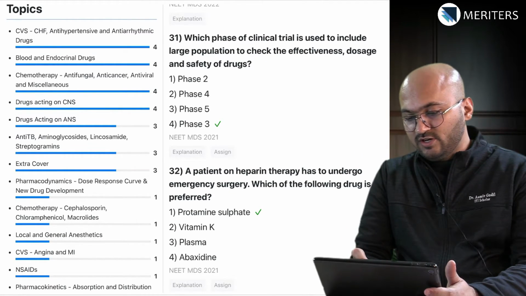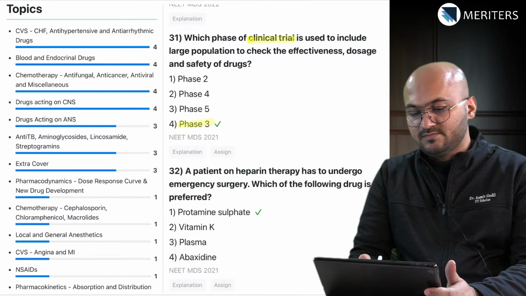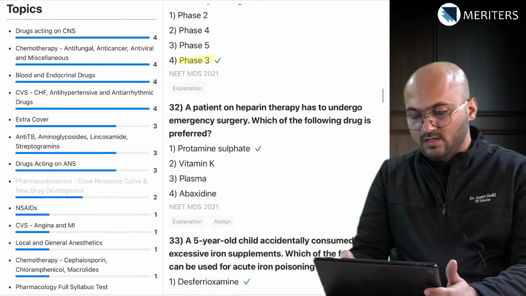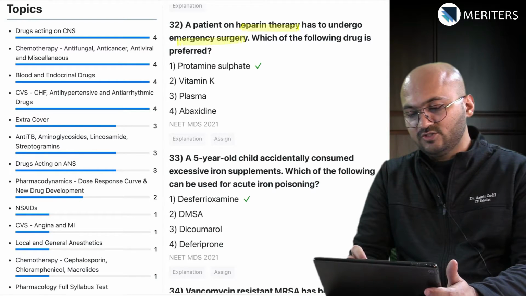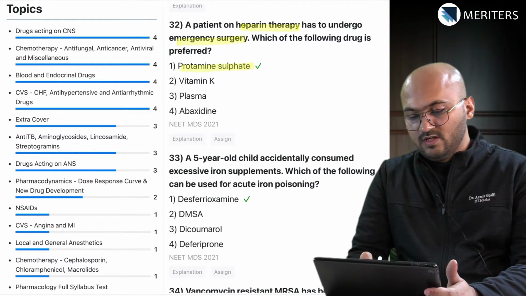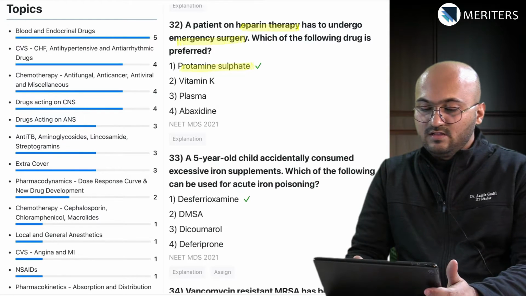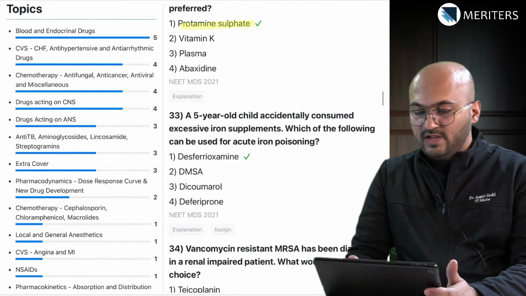Again, a question on clinical trial and the phases. Next, a patient on heparin therapy has to undergo emergency surgery. Which of the following drugs is preferred? Protamine sulfate, which is the antagonist.